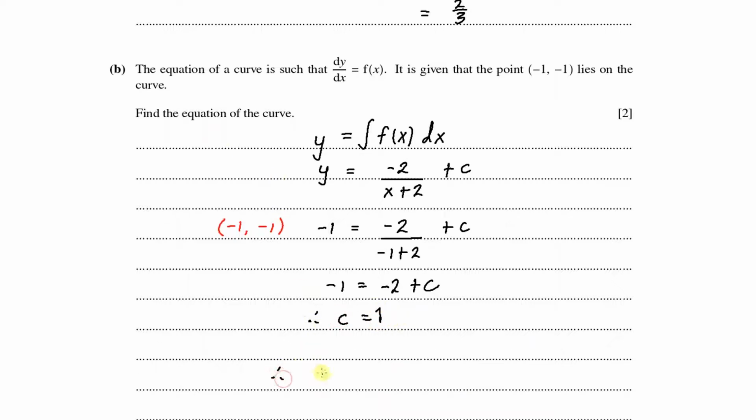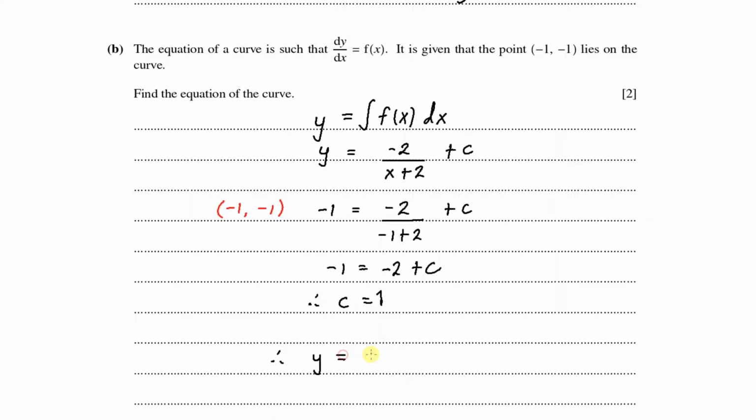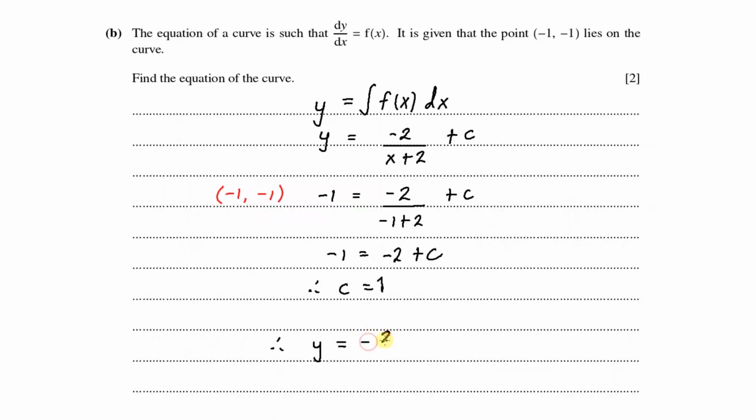Therefore, the equation of the curve comes out as y is equal to -2 over x plus 2, plus 1. And this is the final answer.